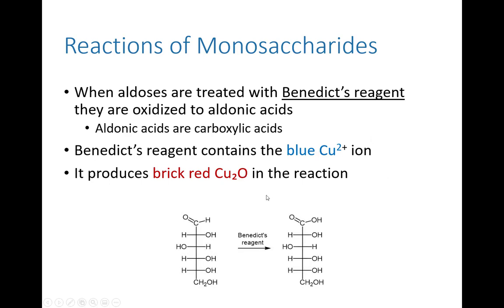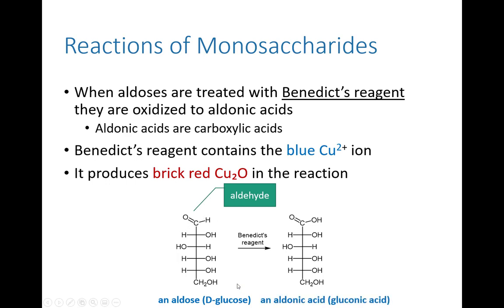So we notice here that none of the groups in carbons 2 down are changed in any way. So Benedict's reagent only targets carbon number 1. So here we are starting with an aldose, which is glucose in this case. It is an aldose because, again, we have an aldehyde. And the aldose is changed into an aldonic acid, which is just a fancy way of saying it is a carbohydrate that's become a carboxylic acid on carbon number 1.